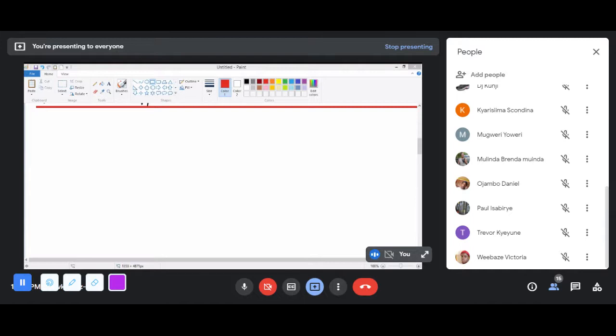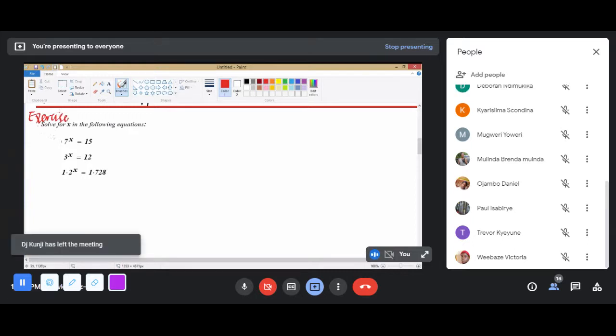In the next one, I would love us to do on our own these numbers here. Solve for x in the following. Let's attempt these questions. So this is our exercise. This is part A, part B, part C. Solve for x in the following. And lastly, part D.